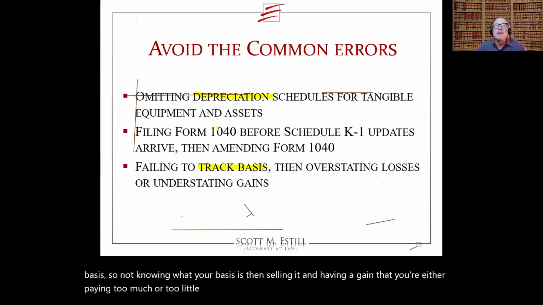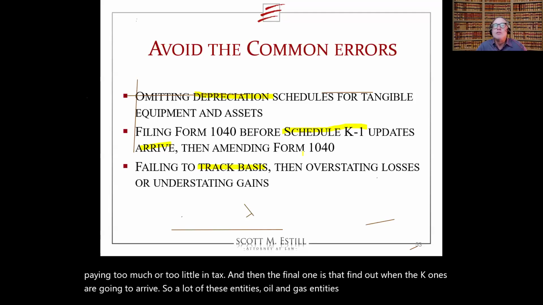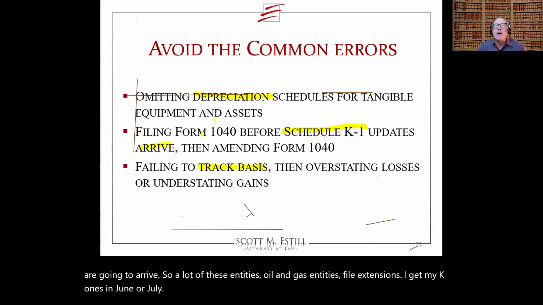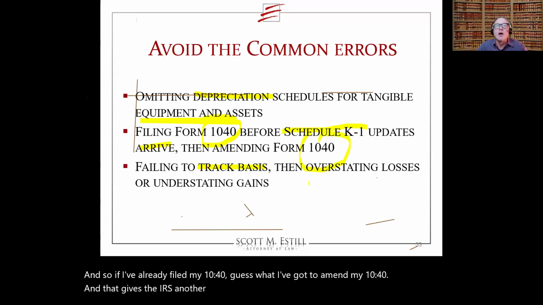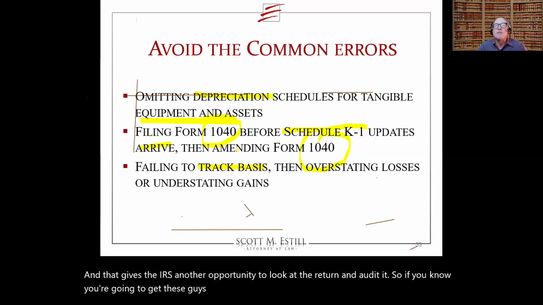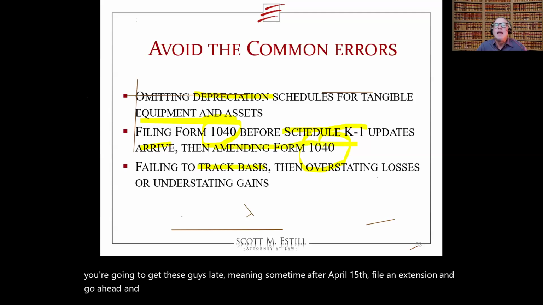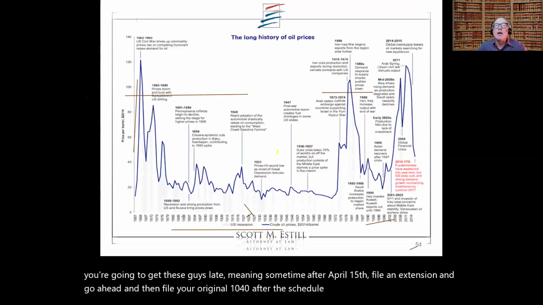And then the final one is that find out when the K1s are going to arrive. A lot of these entities, oil and gas entities, file extensions. I get my K1s in June or July. And so if I've already filed my 1040, guess what? I've got to amend my 1040. And that gives the IRS another opportunity to look at the return and audit it. So if you know you're going to get these late, meaning sometime after April 15th, file an extension and go ahead and then file your original 1040 after the Schedule K1s arrive. So those are the common errors.